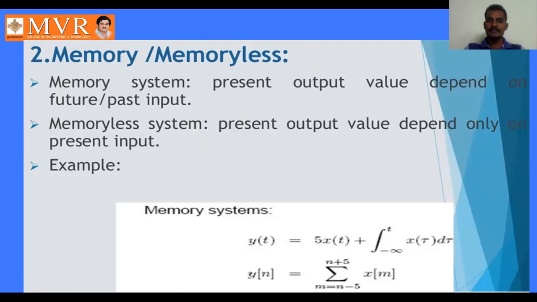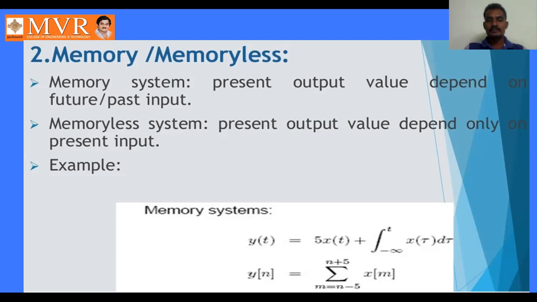What is meant by a memory system? Present output value depends on future or past input. That is called a memory system. A memory system has some memory, it can store something. That's why the present output value depends on future or past input. A memoryless system means the present output value depends only on the present input. Whatever input signal you give, it gives the output signal.